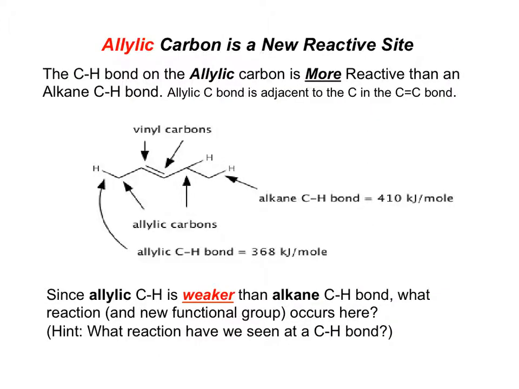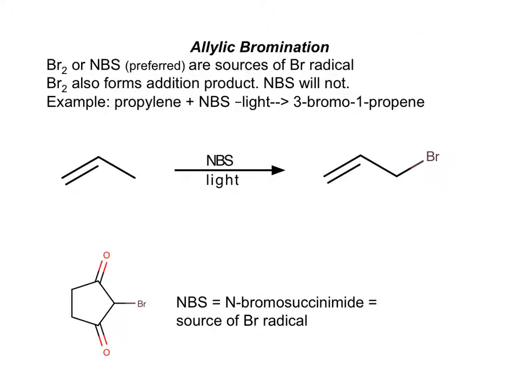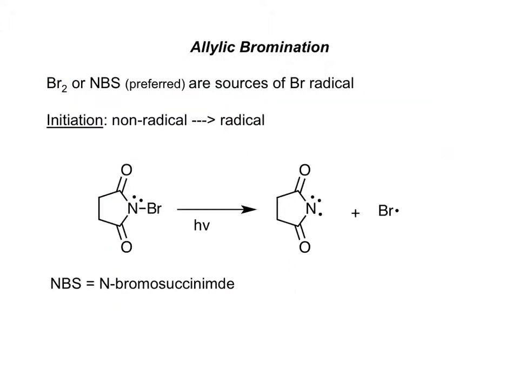The allylic carbon is the carbon adjacent to the vinyl carbons. In the allylic bromination reaction, the reactants are the alkene, Br2 or NBS. Br2 or NBS produce the Br radical. Here is the initiation step in the allylic bromination reaction using NBS. In the first propagation step, the Br radical reacts with an alkene to form an allylic radical.